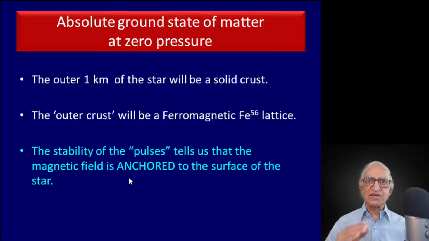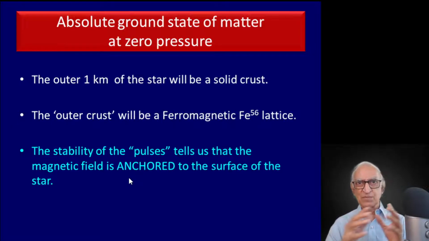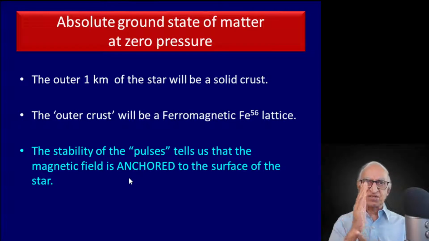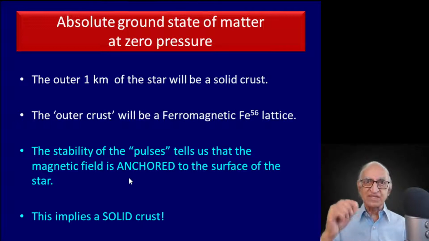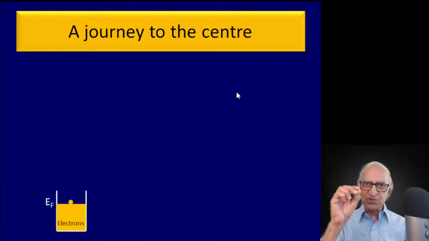Now, the stability of the pulses from a pulsar tells us that the magnetic field is anchored to the surface of the star. Now, if the surface of the star was a liquid or gaseous, then this magnetic field will not be anchored and the pulses will not be stable, one pulse after another. And that tells me that the magnetic field is anchored to a solid crust. So observationally, I have good evidence to support my conjecture that the outer 1 kilometer of the star will be a solid crust. Now, let us proceed inwards.